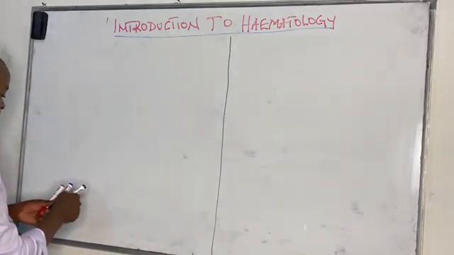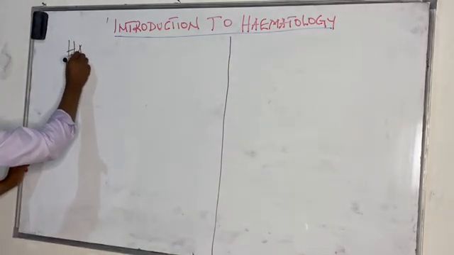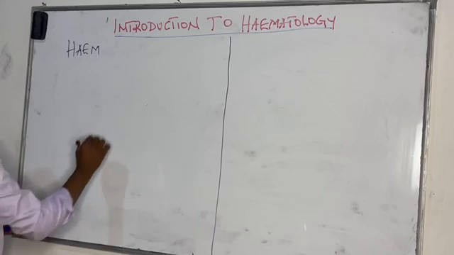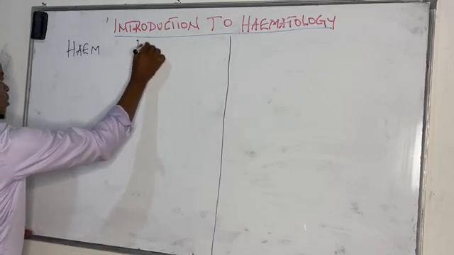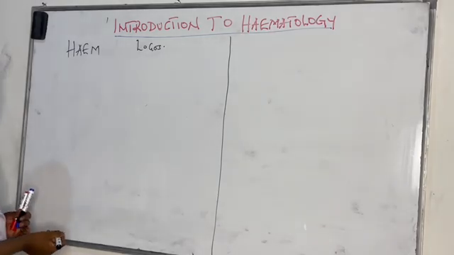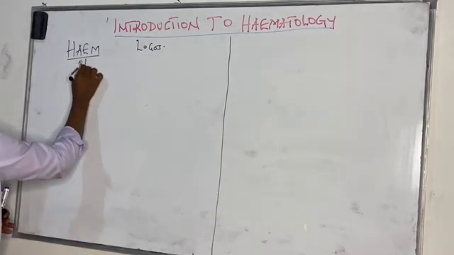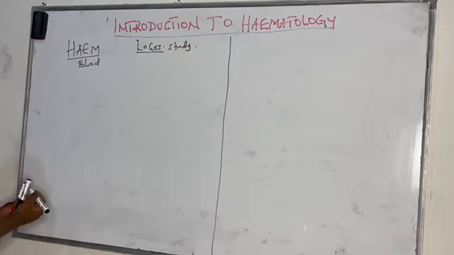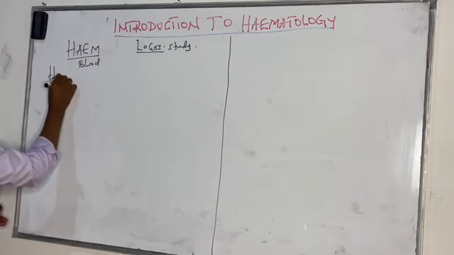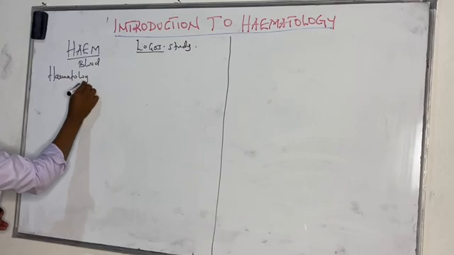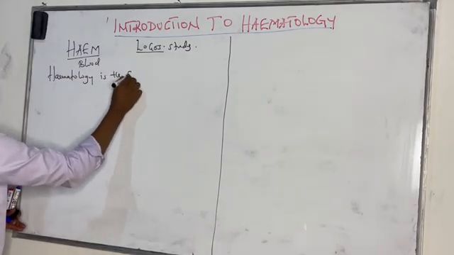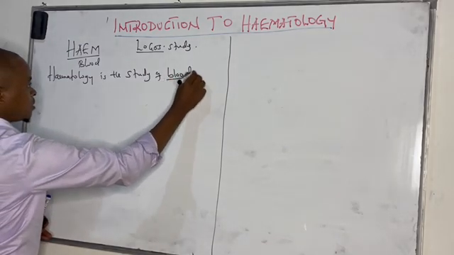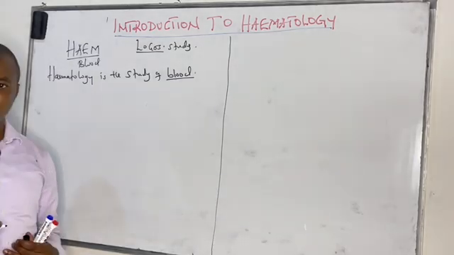So hematology is made up of two words, that is heme and logos. These are Greek words. Heme means blood, and logos means study. So in summary, hematology is the study of blood. So this is what we are going to discuss.